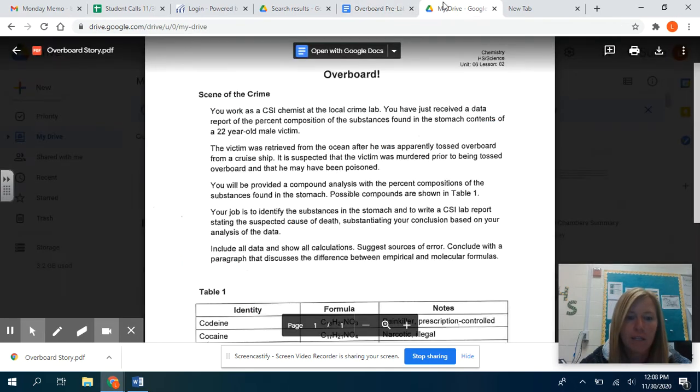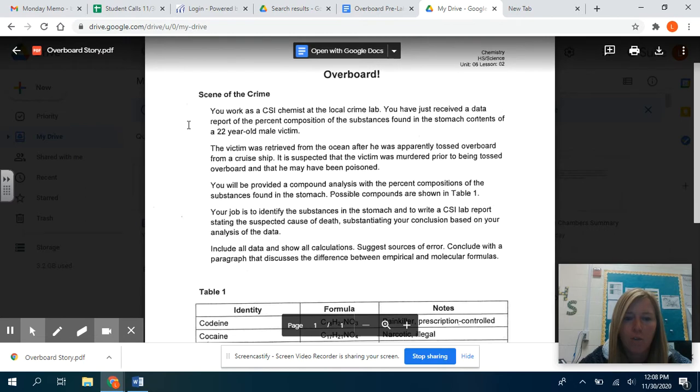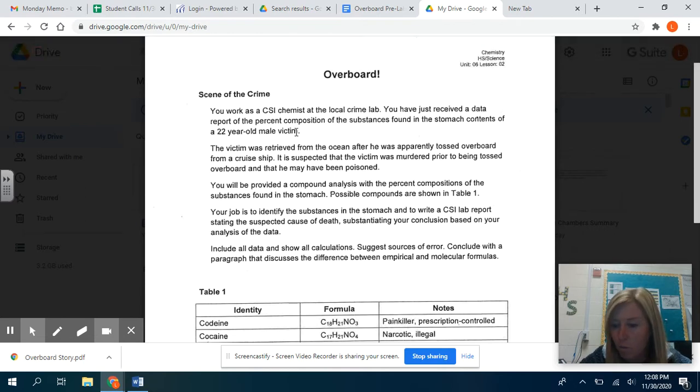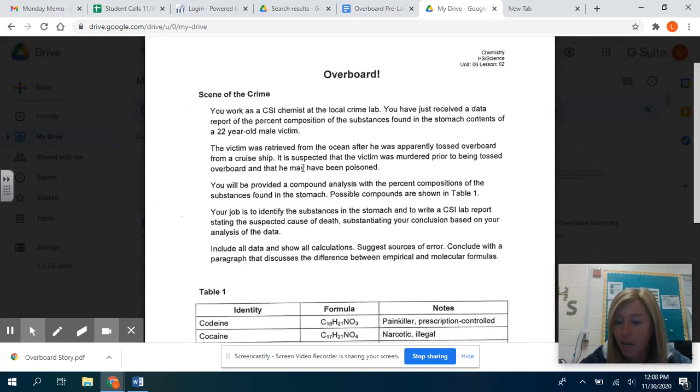All right, so back to this main document to go over everything. Here's the scene of the crime. You're going to be a chemist. You get data of the percent composition. That was what we were doing before I left. We were doing empirical formulas. He was retrieved from the ocean, and after he was murdered, well, they don't know if he was murdered. You're going to determine that yourself.